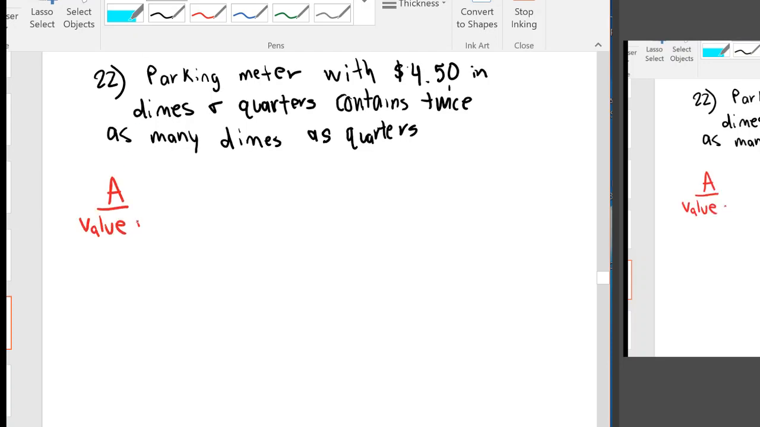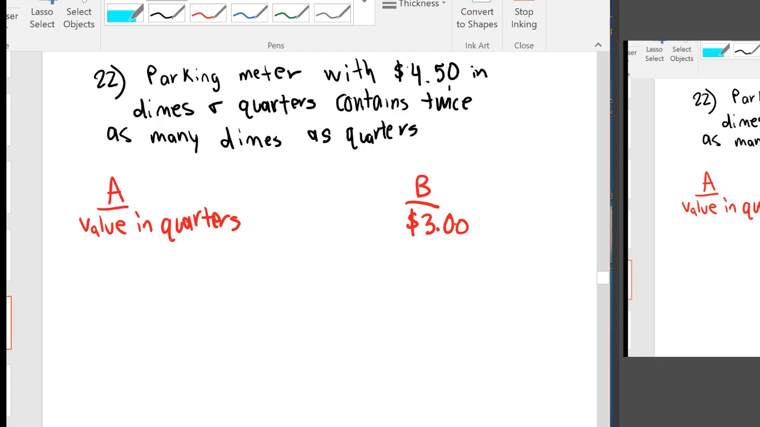value in quarters or $3. Okay, so how we would go about this problem is setting up an equation.